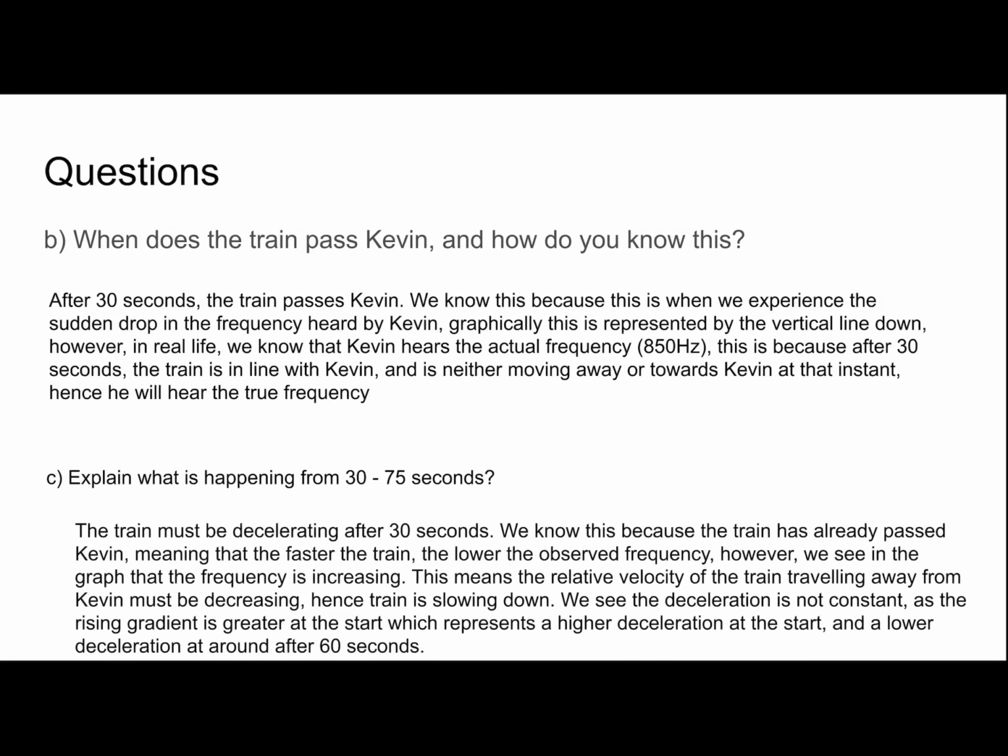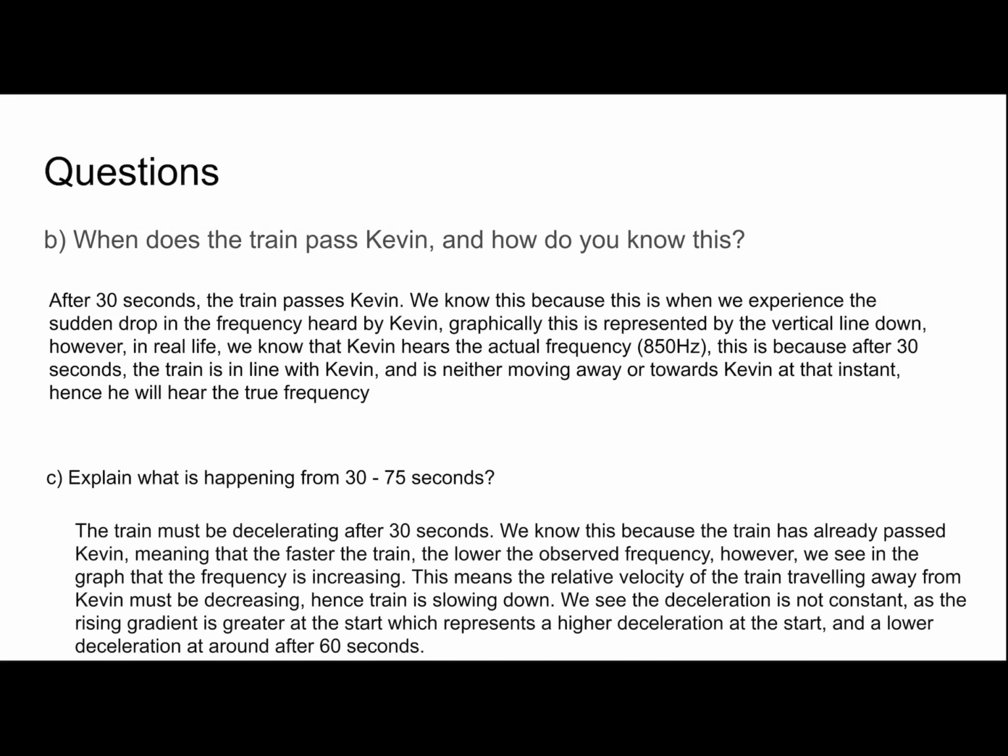You might think there's a little bit of a contradiction here, because when the train passes Kevin, we should be seeing a big drop in the frequency. In the graph, we do see a drop in the frequency. However, after the drop, we see an increase in frequency again.